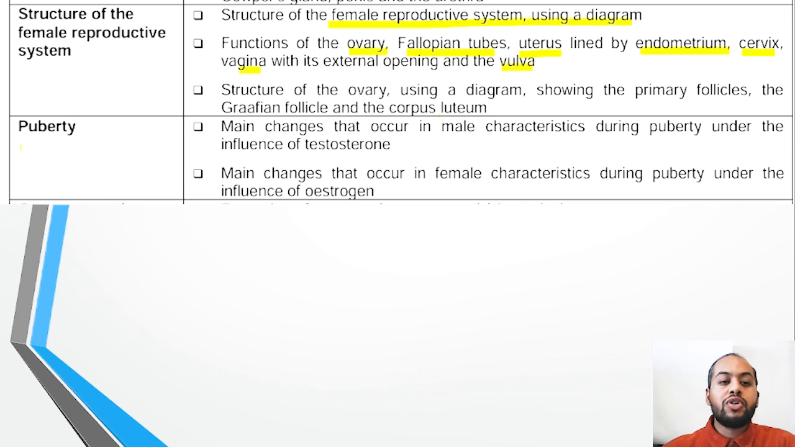Then we also looked at puberty, the main changes that occur in male characteristics during puberty under the influence of testosterone. You need to be able to name a few of those changes. The main changes that occur in female characteristics during puberty under the influence of estrogen. You need to list a few of those changes.